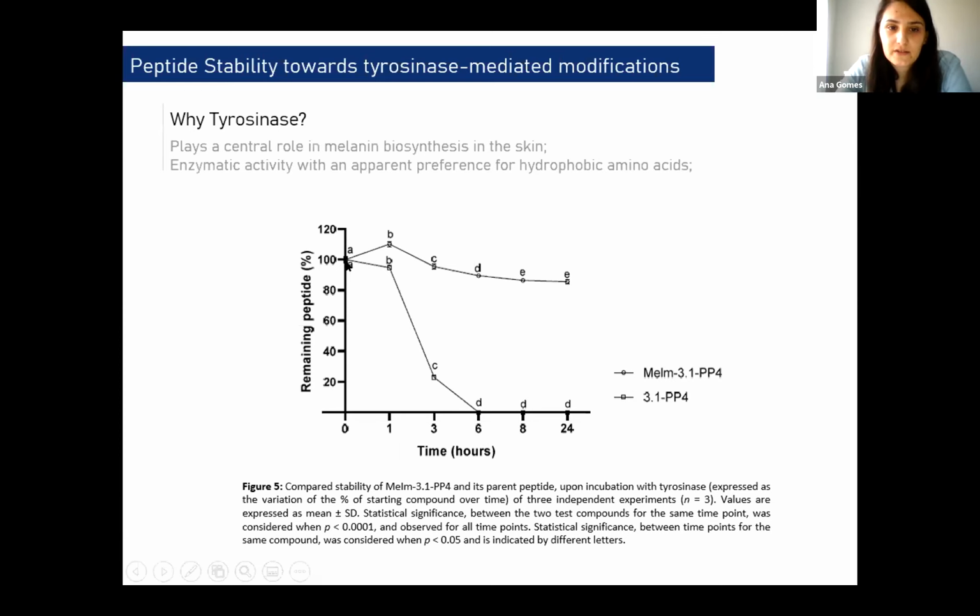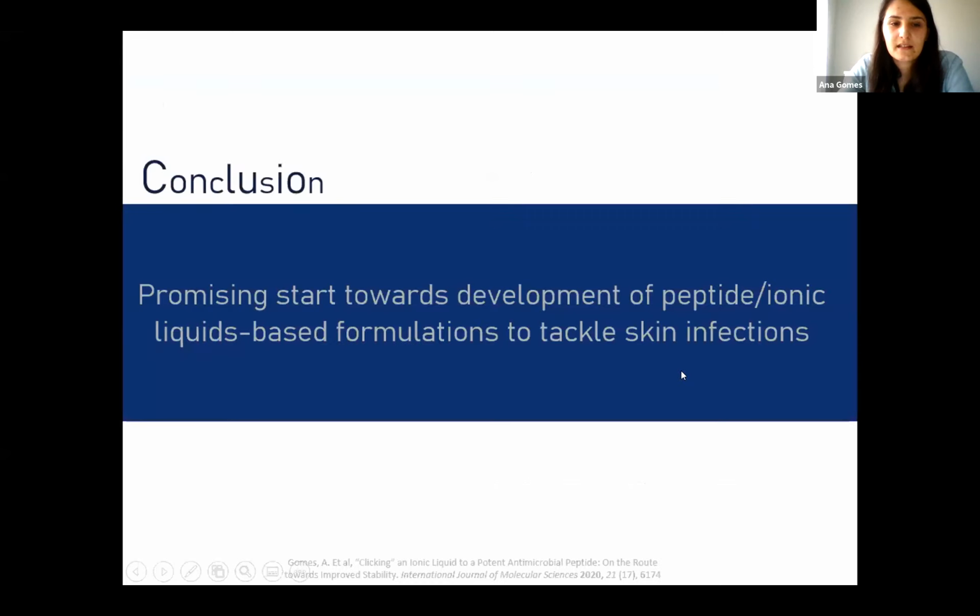And as you can see here, the modified peptide remains in its amount during the incubation, while the chimeric peptide is completely degraded after 6 hours. So we were able to say that with these modifications, we can achieve some peptide stability against tyrosinases. To end this presentation, the big conclusion is that this work with peptide-based ionic liquids is a promising start to the development of new formulations for topical application in the treatment of skin infections.